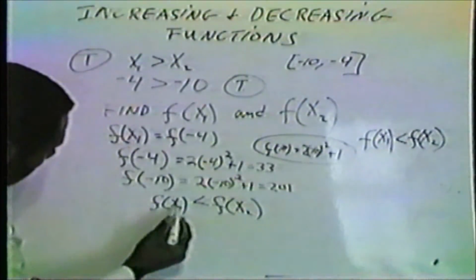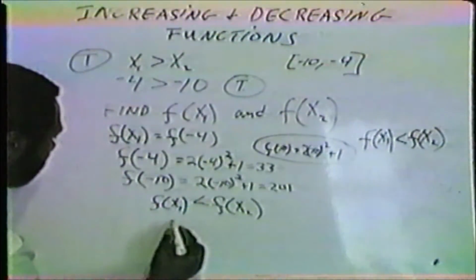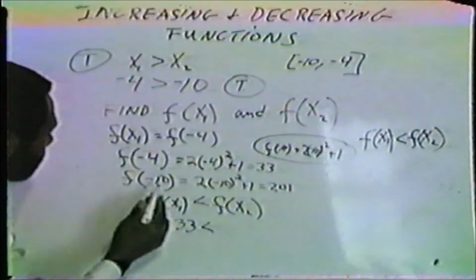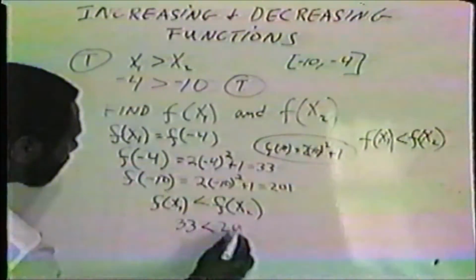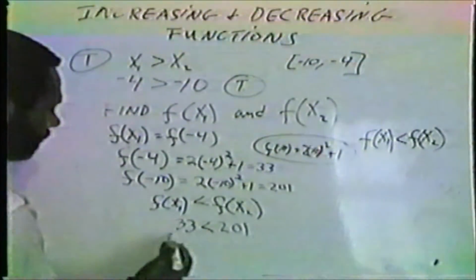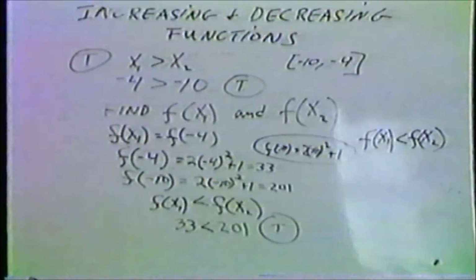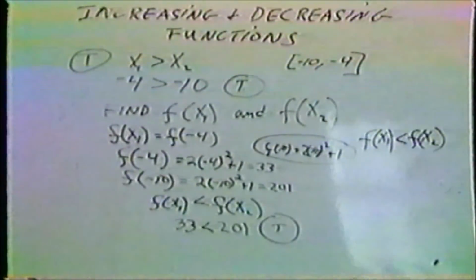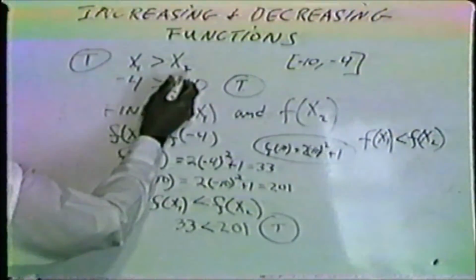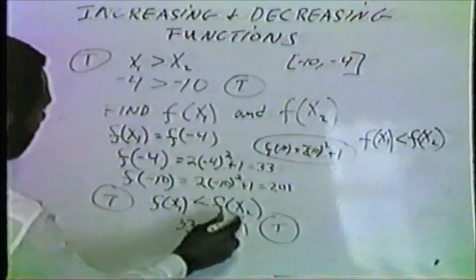We found that f of x of 1 was equal to 33, and f of x of 2 was equal to 201. 33 is less than 201. Is that statement true or false? That statement is true. So that means that x of 1 is greater than x of 2 is true, and f of x of 1 is less than f of x of 2 is true.